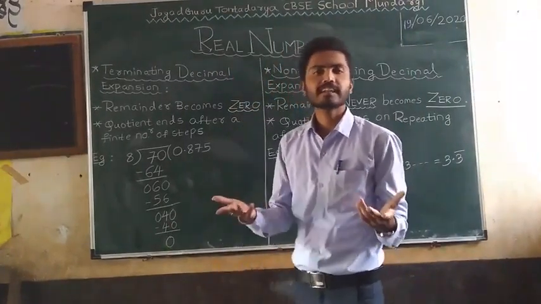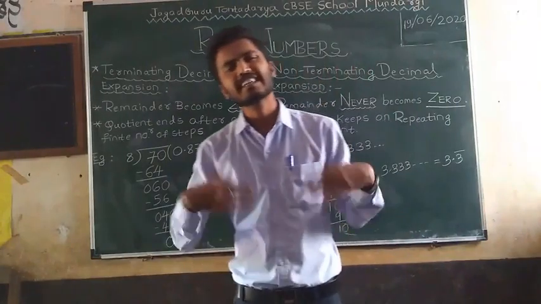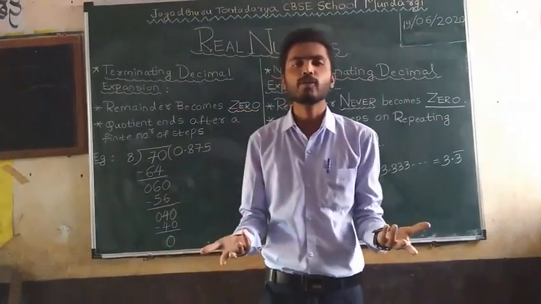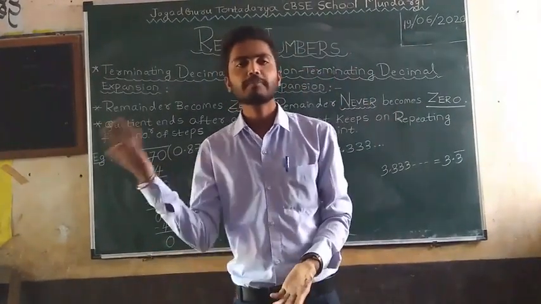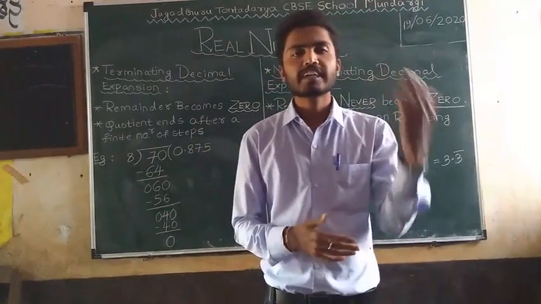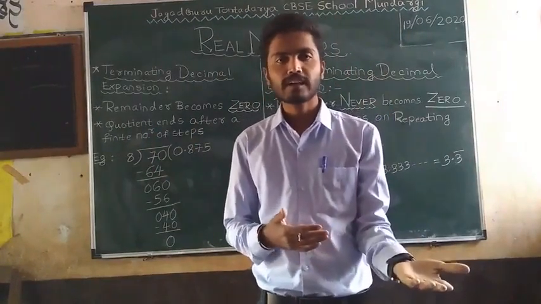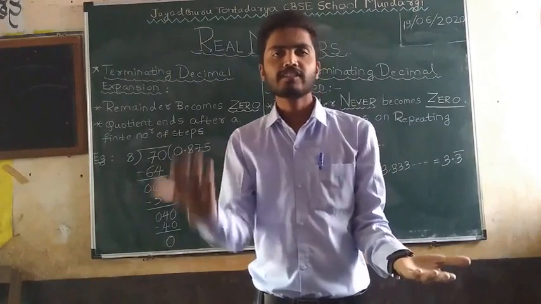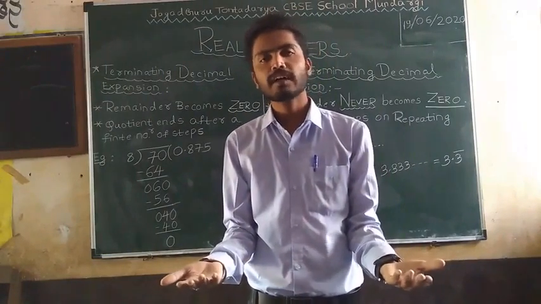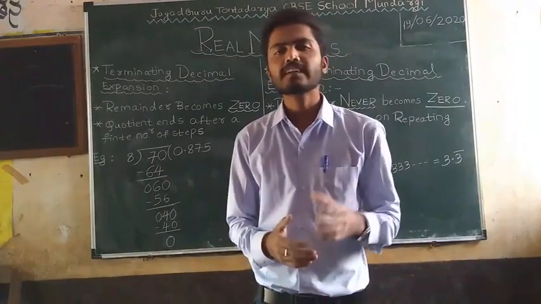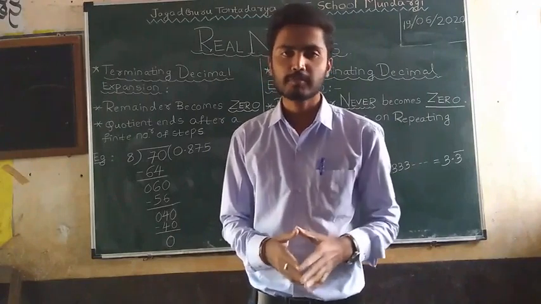And similarly, what are irrational numbers? Those numbers which cannot be expressed in the form of p by q, where q is not equal to 0 and p and q are integers. So, those which can be expressed in the form of p by q are rational numbers, and those which cannot be expressed in the form of p by q are irrational numbers. Now, let us study their decimal expansion.